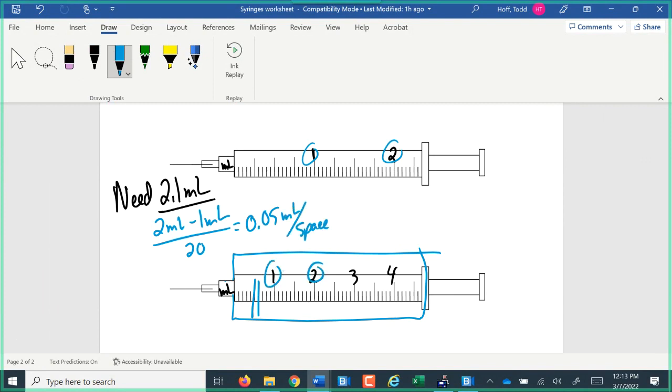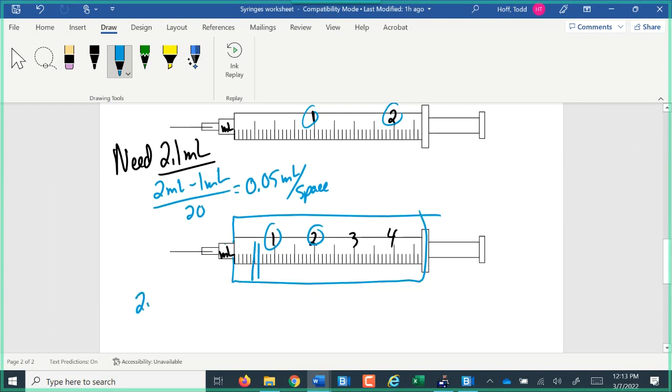Down here from 1 to 2, that'd be 2 milliliters minus 1 milliliter. There's only 10 spaces between there. That is 0.1 milliliter per space.